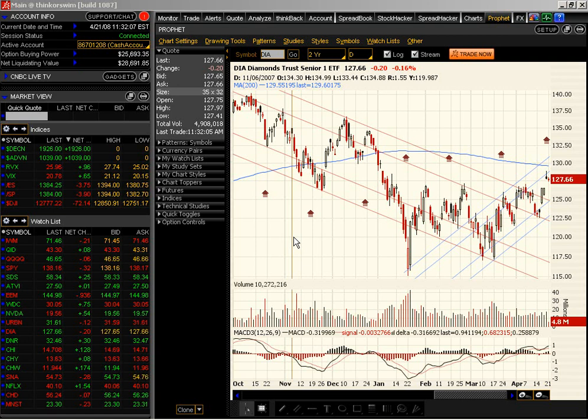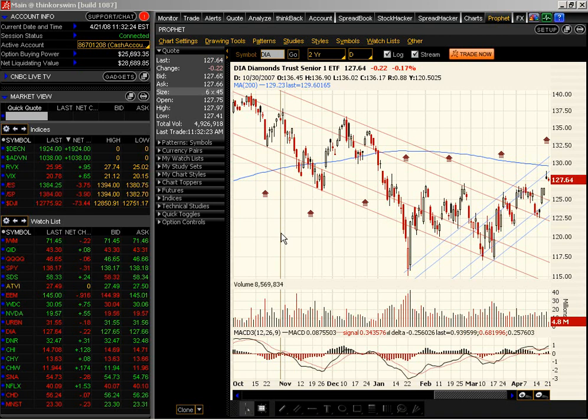This is going to be part of our trade selection and strategy CD. We've already added an EEM, an IWM, and a SPY position. Now we're going to take a look at the diamonds. The diamonds is the ETF for the Dow Jones Industrial Average.